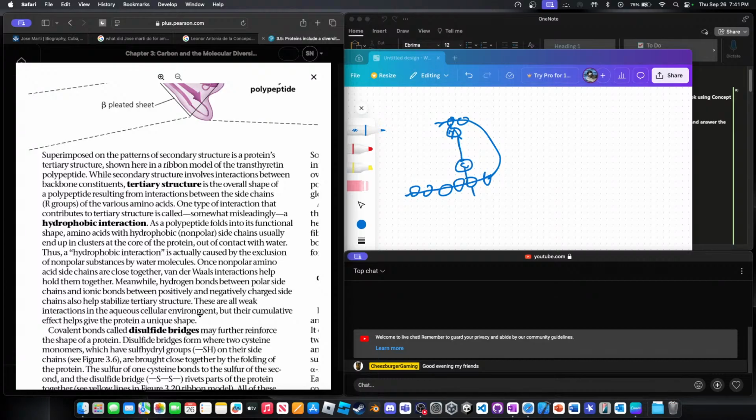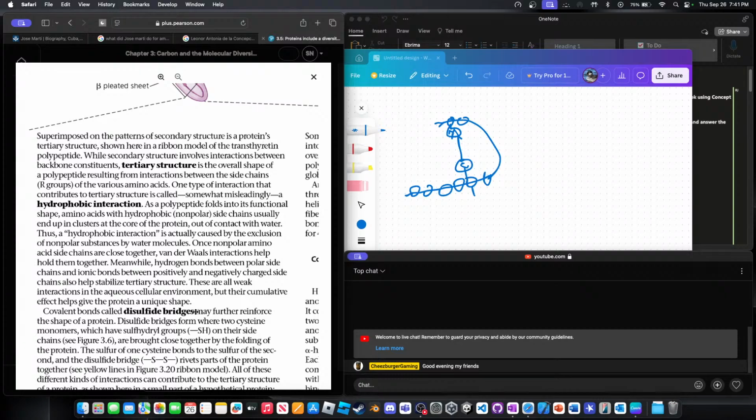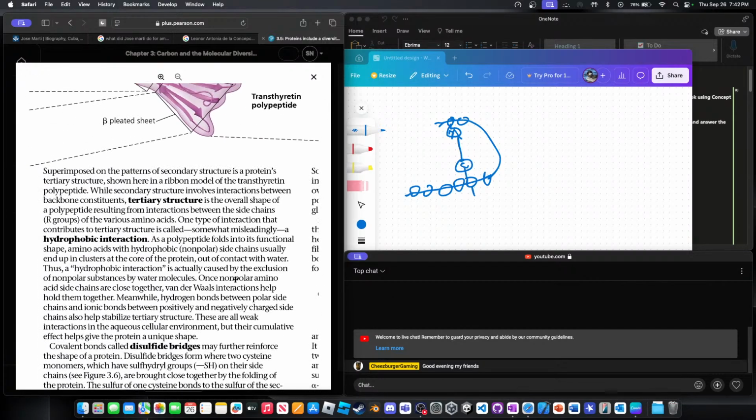Covalent bonds called disulfide bridges may further reinforce the shape of a protein. Disulfide bridges form where two cysteine monomers, which have sulfhydryl groups on their side chains, are brought closer together by the folding of the protein. The sulfur of one cysteine bonds to the sulfur of the second in the disulfide bridge. Single bond, sulfur, single bond, sulfur, single bond, rivets parts of the protein together.